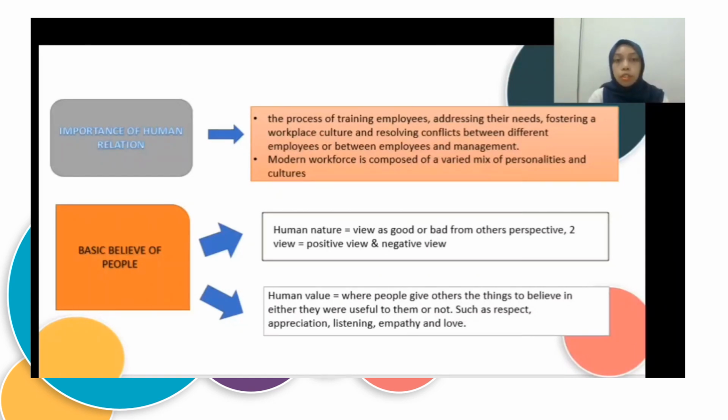Human relations is the process of training employees, addressing their needs, fostering a workplace culture, and solving conflict between different employees or between employees and management. The modern workforce is composed of a mix of personalities and cultures.